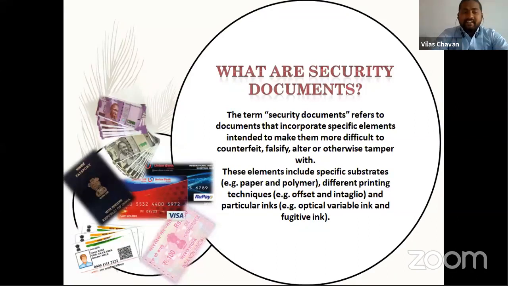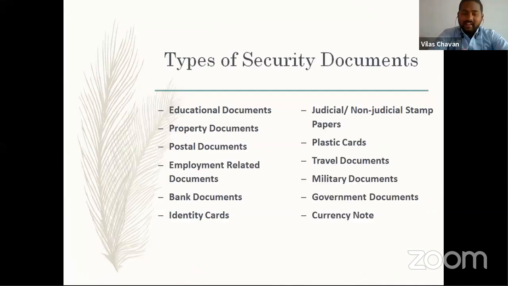The next is types of security documents. The most commonly encountered security documents are travel and identity documents such as passport or national identity cards, as well as money, particularly banknotes. Apart from this, there are other security documents such as educational documents, property documents, postal documents, bank documents, judicial or non-judicial stamp papers, plastic cards, travel documents, some military documents, and some government documents, and so on.